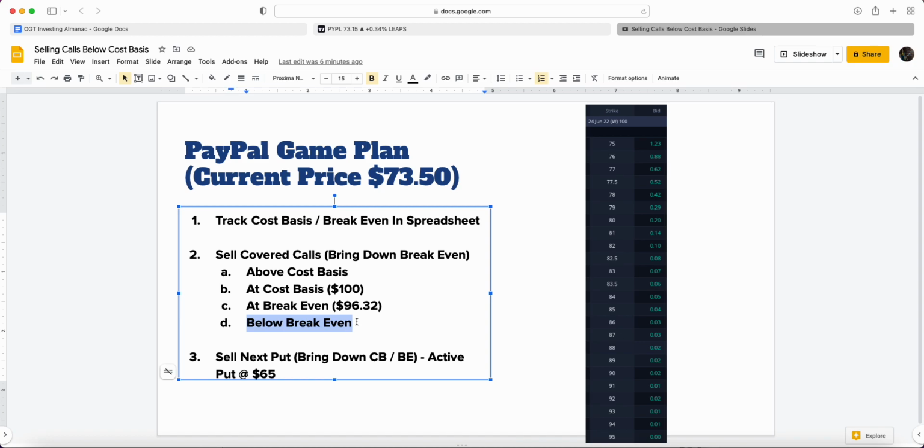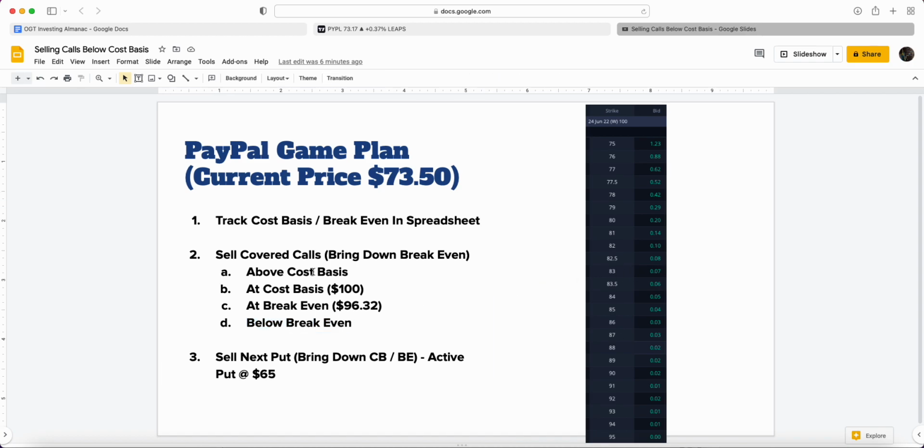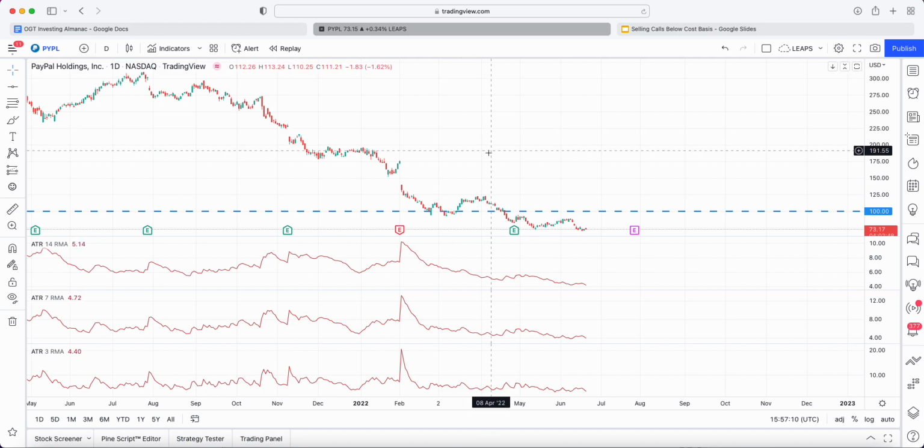Below break even, right? The first thing I do is I know that I can't sell above cost basis or at my break even. So what I do is I head over to TradingView, and I've got PayPal stock on here. You can see it was at highs of 309, and currently trading at 73.15, and this blue line is my cost basis at 100.